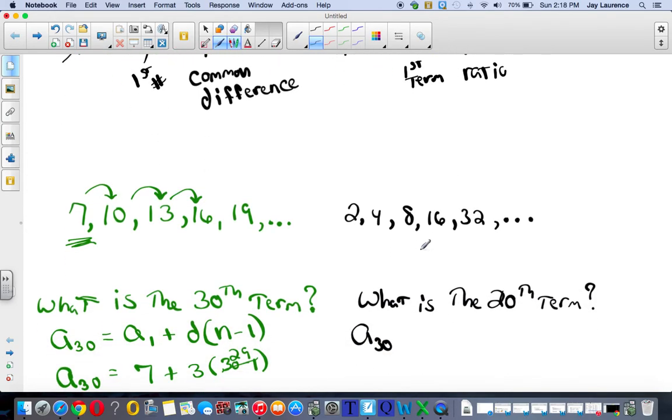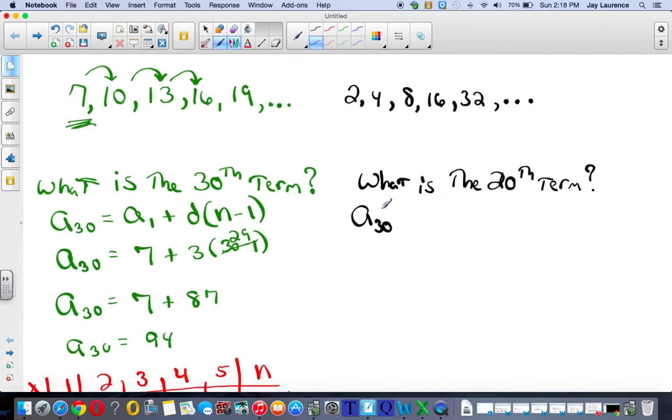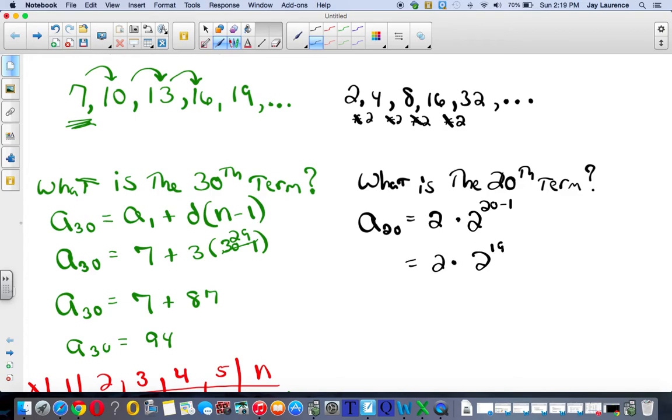So let's see how this works on this black one. I want to find the 20th term of this sequence of numbers. Well, it looks like I'm multiplying by 2 every single time, doesn't it? That's a hint that it's exponential. So I'm going to find a sub 20, the 20th term, and I'm going to take the first term, which is 2, and multiply it by r. Well, r is the times 2. And I'm going to raise r to a power. What power? The 20 minus 1. In other words, this will be 2 times 2 to the 19th.